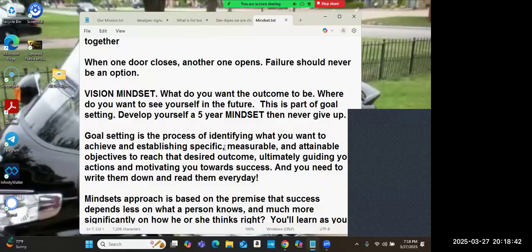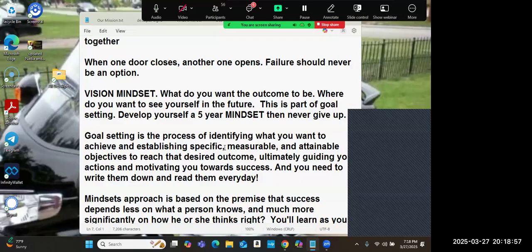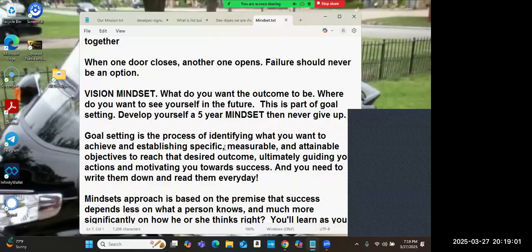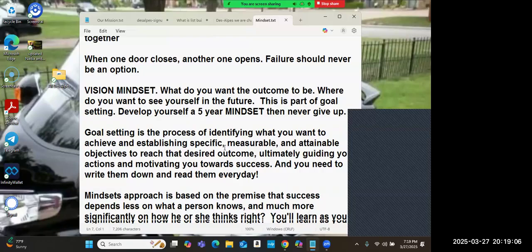Let's talk about a vision mindset. Just like the ocean behind Lou, he said that was his vision board. What do you want the outcome to be? Where do you want to see yourself in the future? This is part of goal setting. Develop yourself a 5-year mindset, vision it, and then never give up on it.